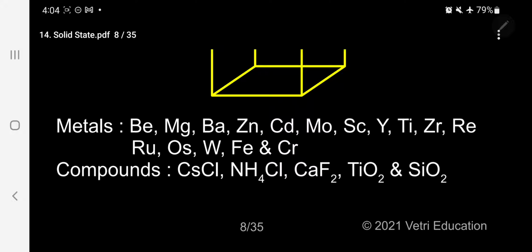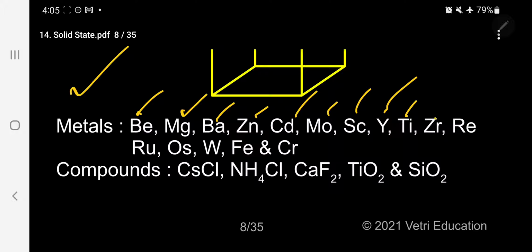Please note, my dear students. This is not available in any book. Please note, because this you have to memorize. What are the metals that show body-centered cubic lattice? Beryllium, magnesium, barium, zinc, cadmium, molybdenum, scandium, yttrium, titanium, zirconium, rhenium, ruthenium, osmium, tungsten, iron and chromium. These metals on crystallization give body-centered cubic lattice. Under the compounds, I am now getting cesium chloride, ammonium chloride, calcium fluoride, titanium oxide and silicon dioxide.